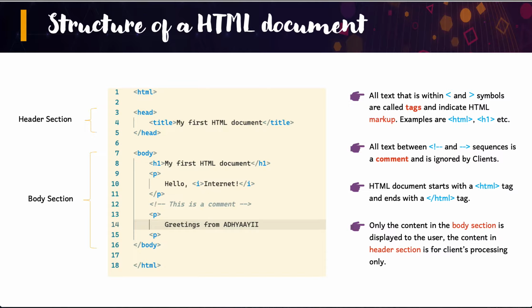Then the HTML document starts with an HTML tag and ends with an HTML tag. The ending HTML tag has a forward slash in addition to the word HTML. Be aware and remember this. The first one is a beginning tag and the next one is an ending tag. Only the content in the body section, which is between the body tag in line number 7 and the body tag in line number 16, is what is displayed to the user. Contents in the head section are not displayed at all. It is essentially meant for the client's processing.